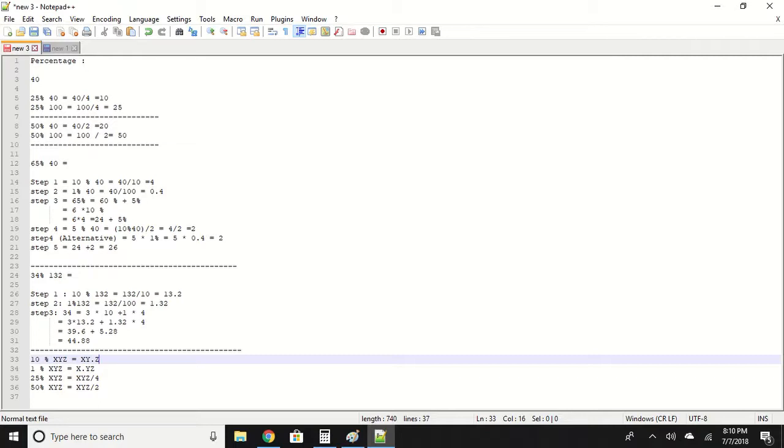This is what we're going to do, and this is so simple. I hope this helps. This simplifies your problems with percentage type of questions.